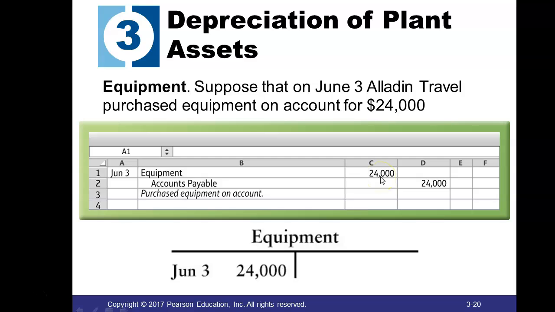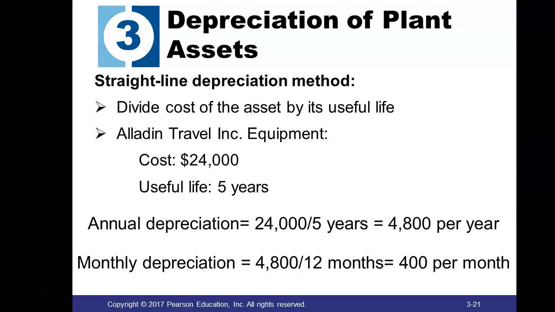So here we are. Equipment is being debited for $24,000. On account tells you that we didn't pay in cash. So we have to assume accounts payable or notes payable or something like that. So we're going to increase our asset of $24,000 for equipment, and we're going to increase our liability, called accounts payable, for $24,000. We now have a clear debits equals credits, a balanced entry.